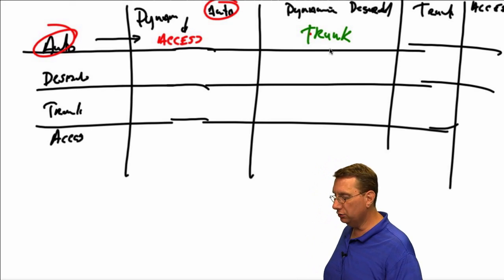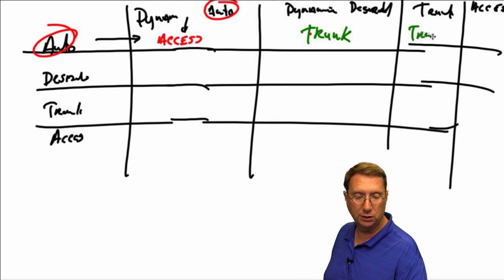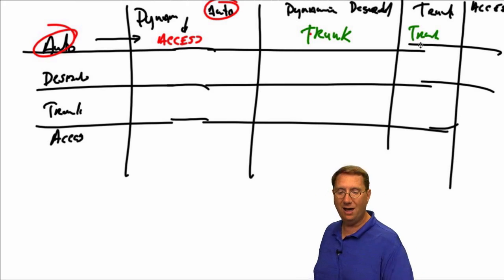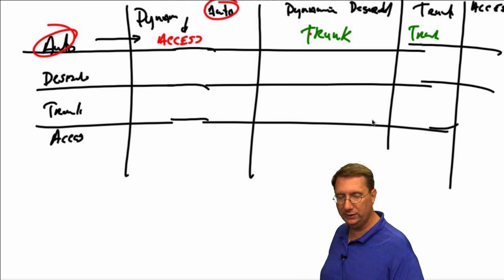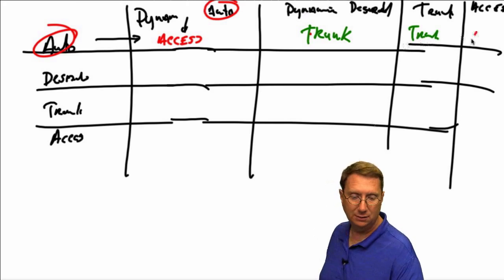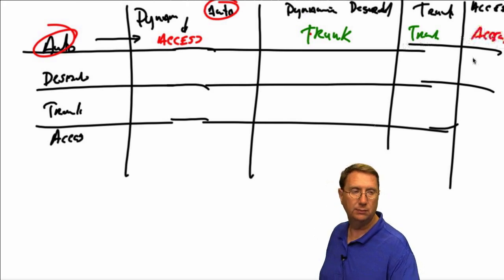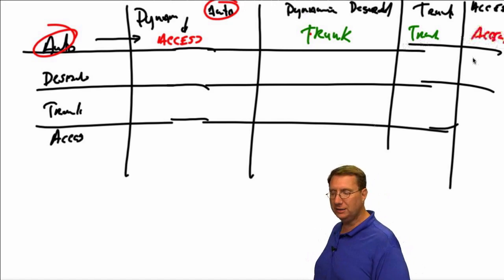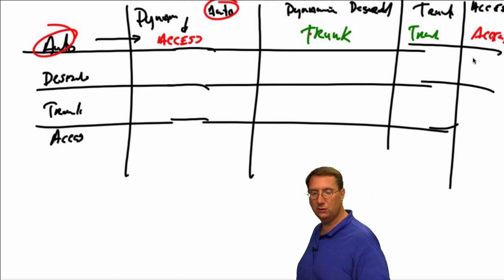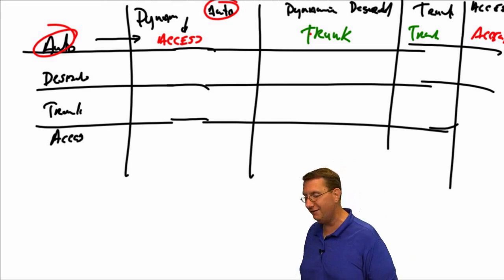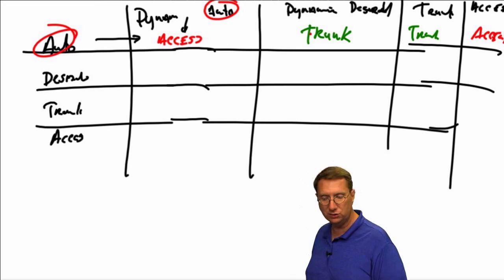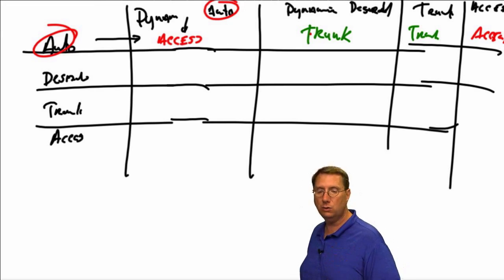So if I have auto to trunk, I'm going to end up with a trunk. If I have auto to access, I'm going to end up with an access port. So when we repeat this process, what we're going to find here is that we're going to have circumstances where we're going to have access ports and we're going to have trunks.